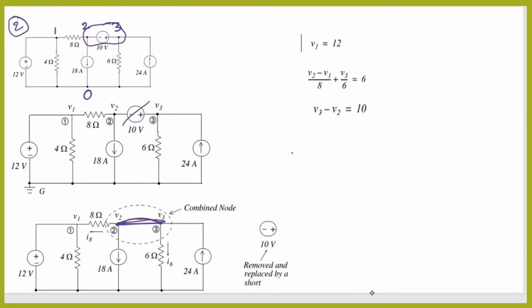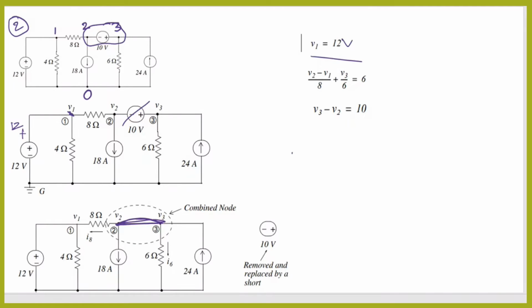Now, from the diagram, it is very clear that you can see here plus is there, and there is no element up to here. So V1 will become 12 volts. Without solving, you can directly write V1 as 12 volts.